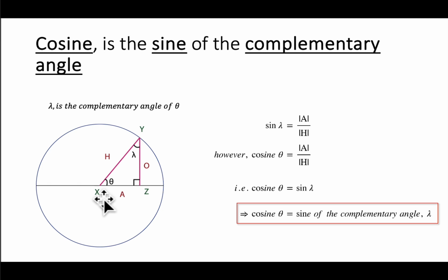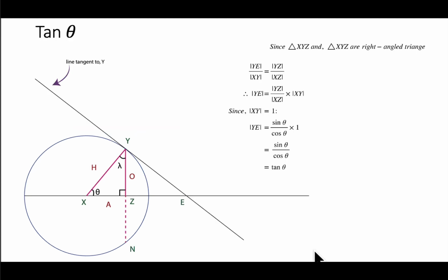So you now know that sine is basically half a chord, and cosine is basically the sine of the complementary angle, which is basically a, and that's the cosine of theta. Okay, so now you know sine and cosine from first principles.